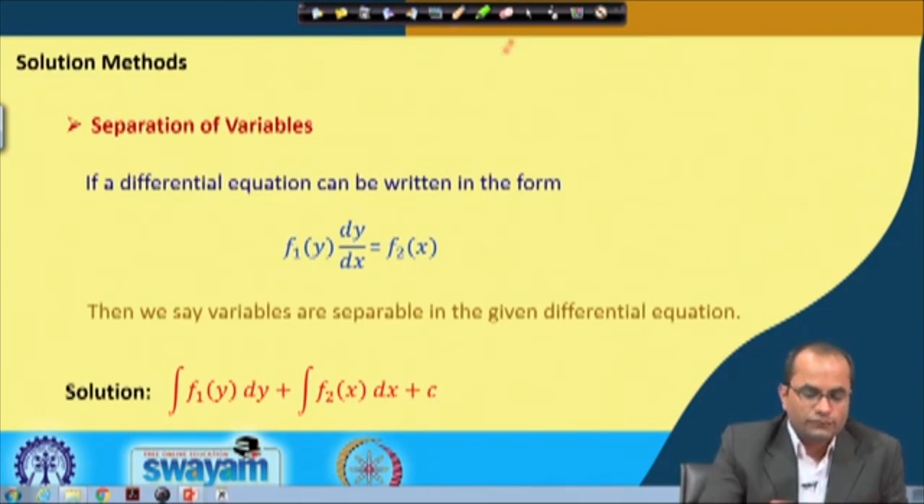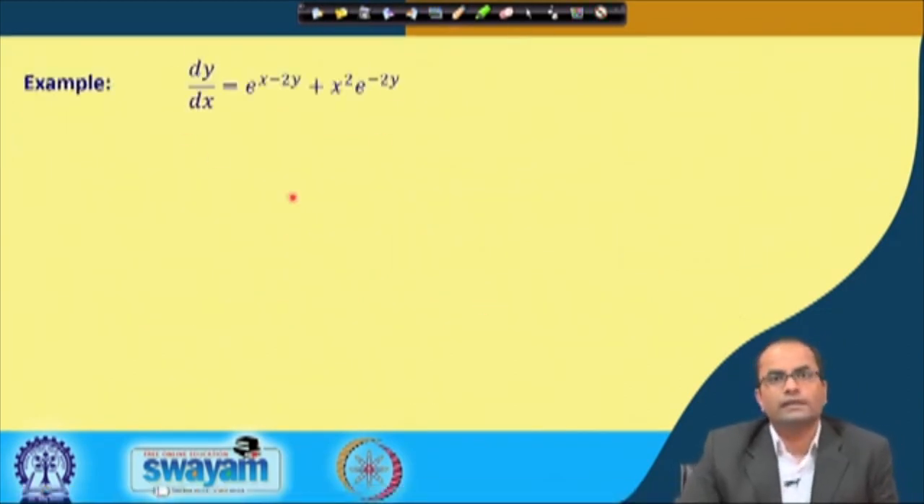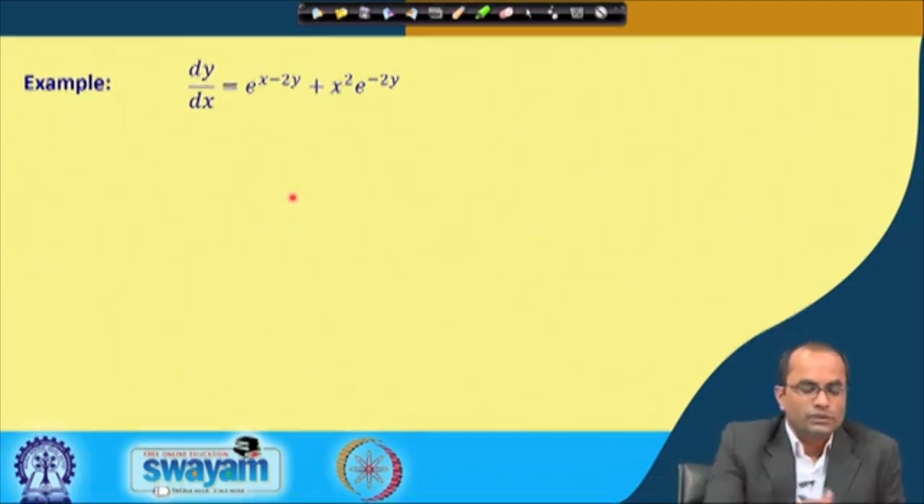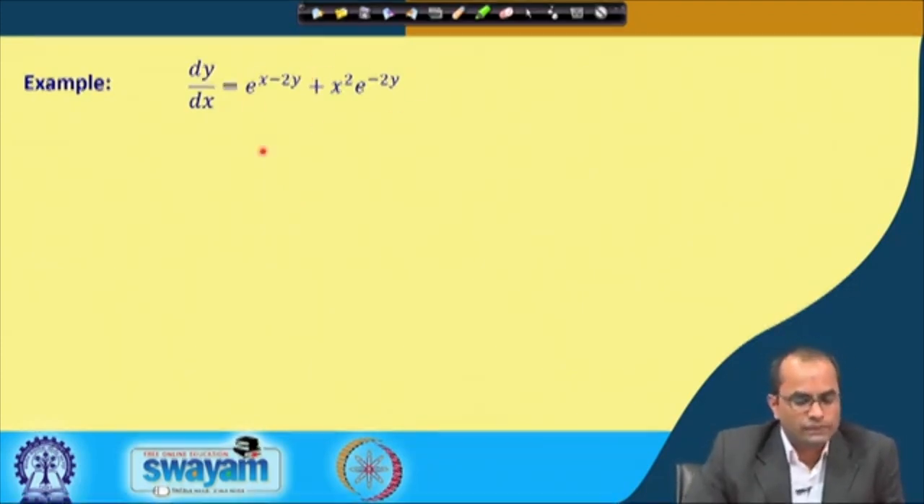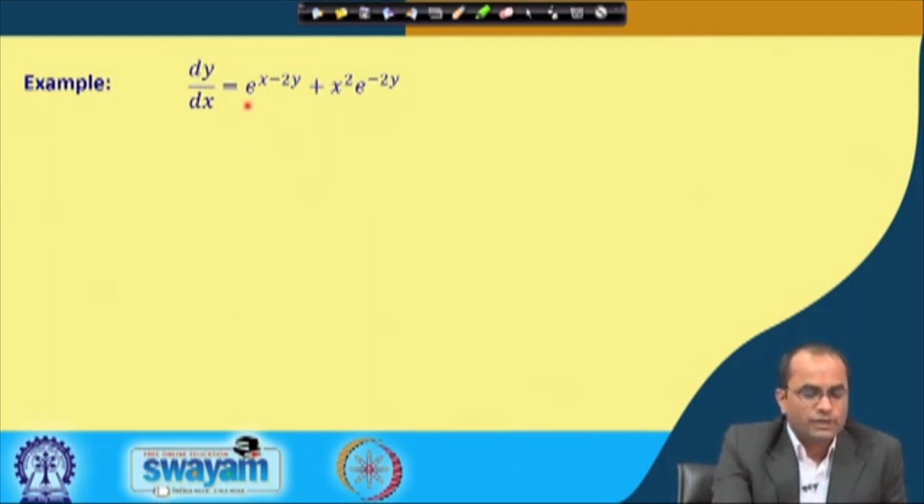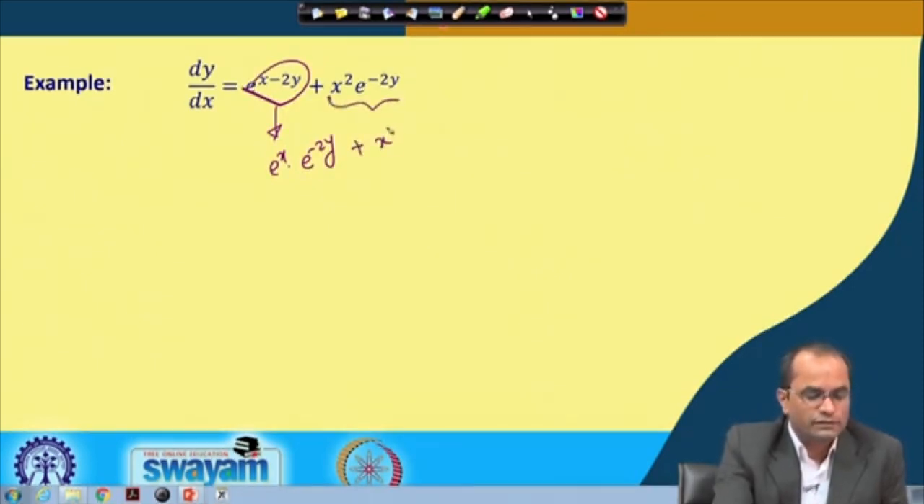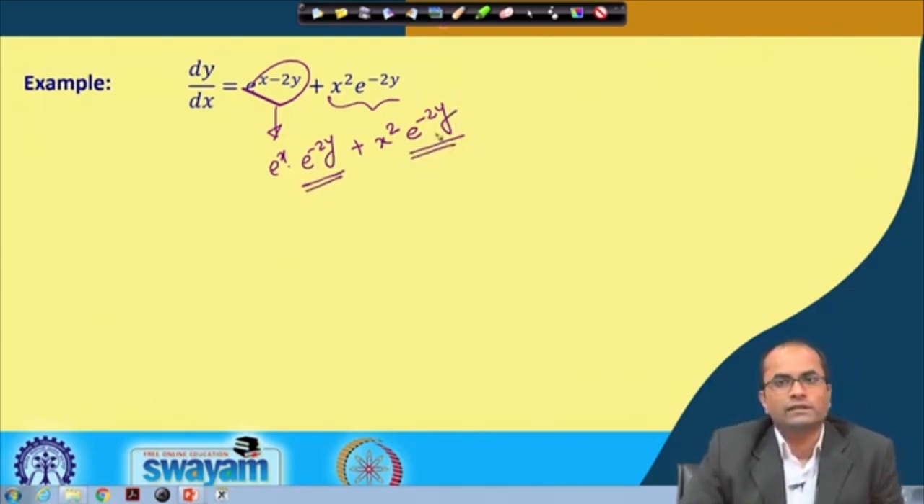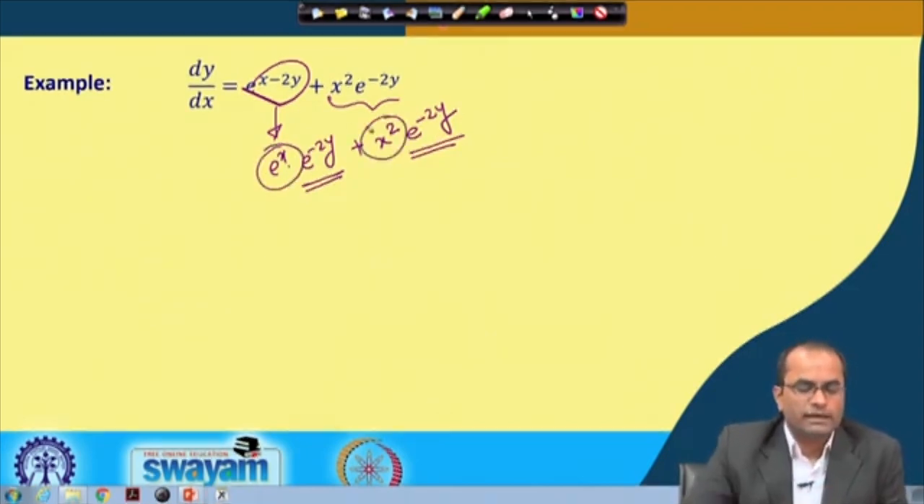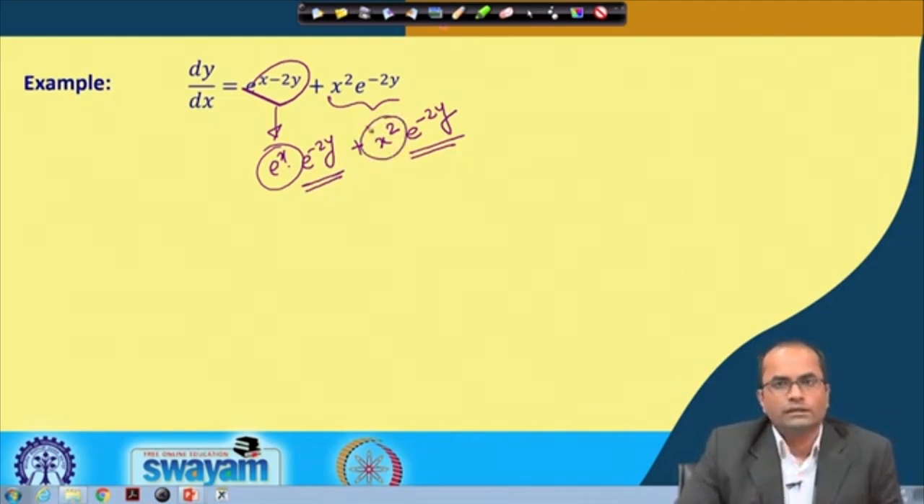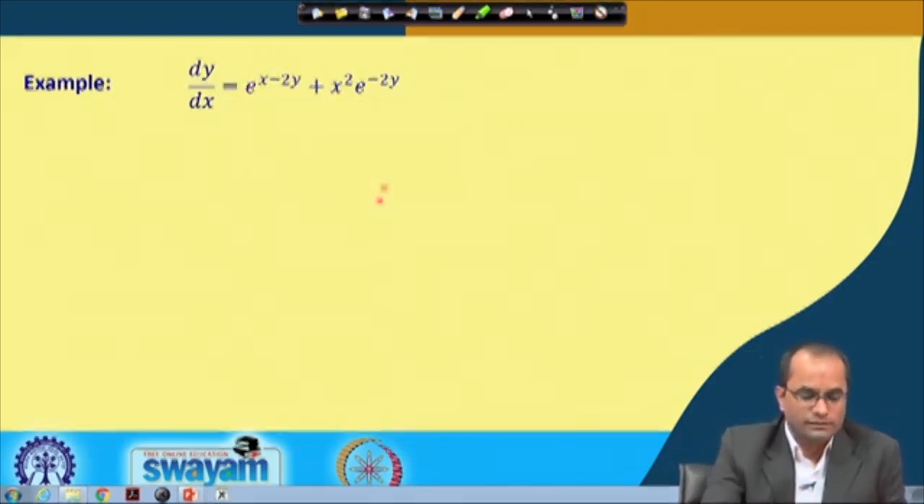We will see one example of this kind, which is given here: dy over dx is equal to e power (x minus 2y) plus x square e power minus 2y. If we take a close look at the right hand side of this function, we can write the first term as e power x into e power minus 2y, and the second term we already have in the separable form. So, e power minus 2y we can take as common, and that can go to the other side of the equation, and on this side it will remain as e power x plus x square. So, this equation is variable separable, which we can easily integrate.